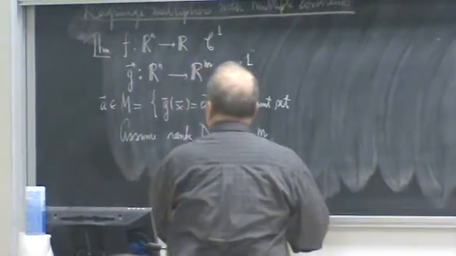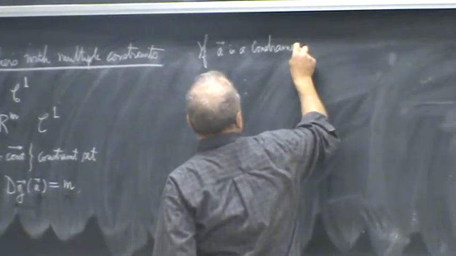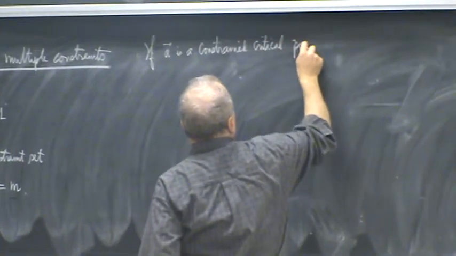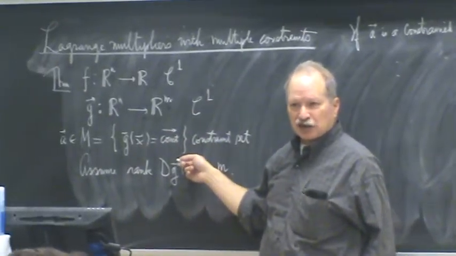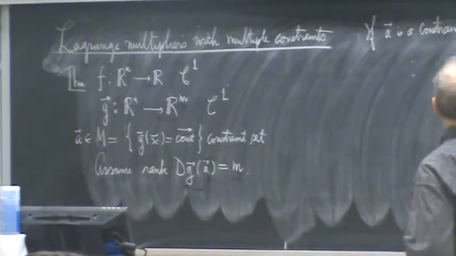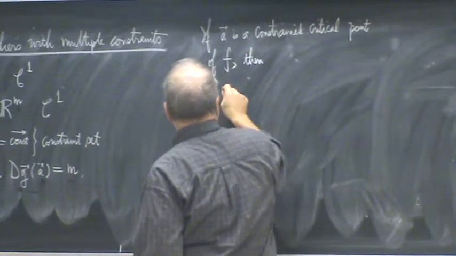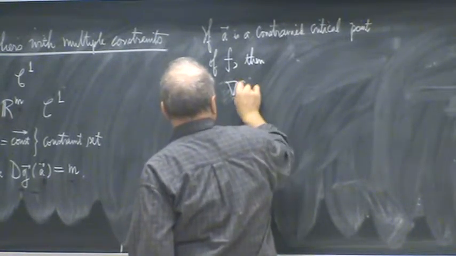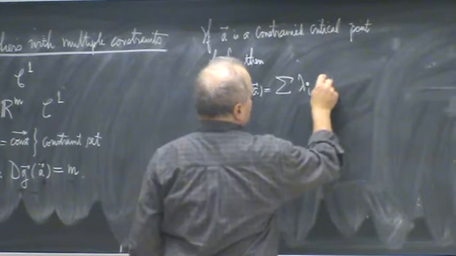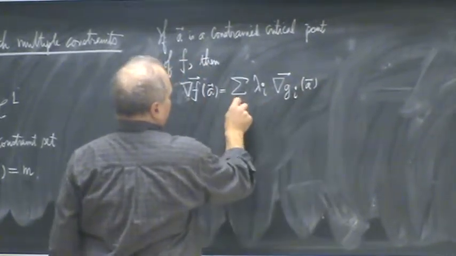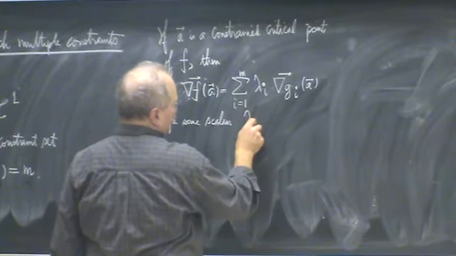And I'm going to say, then, if A is a constrained critical point, so that means restricting your function f to your constraint set, A is a local max, local min critical point, then the condition is going to be that the derivative of f, well, I'll say it in terms of gradients for you, the gradient of f at A is a linear combination of the gradients of the g's for some scalars lambda 1 to lambda m.